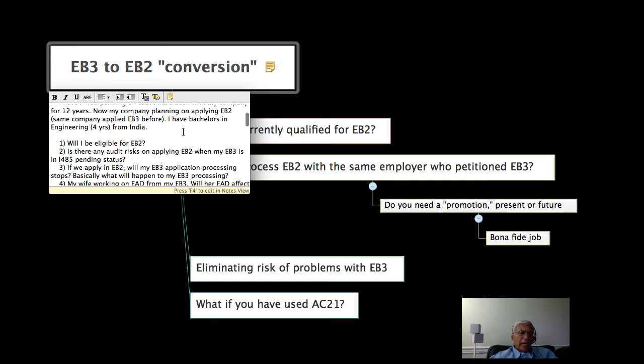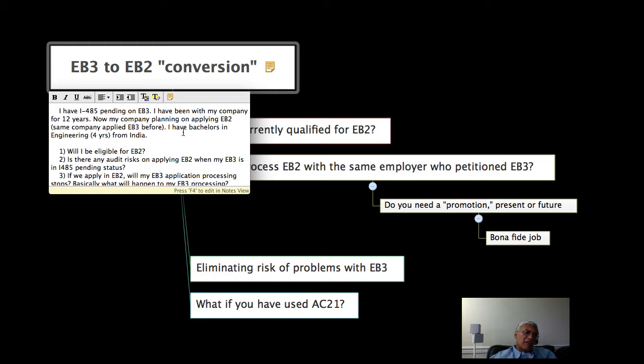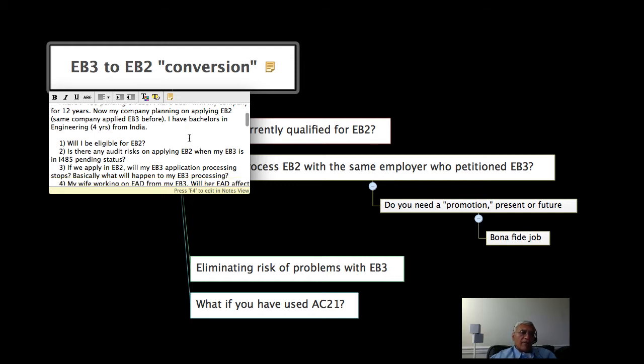He says to me, I have a 485 pending on EB3. I have been with my company for 12 years. They are planning to apply for EB2. Same company. I have a bachelor's 4-year engineering degree from India. Can I qualify for EB2? Yes, if the job that is being offered to you is sufficiently dissimilar from the EB3 job. Is there any audit risk? No, no. Filing for a conversion, again I use the word conversion loosely, does not create any additional audit risks.